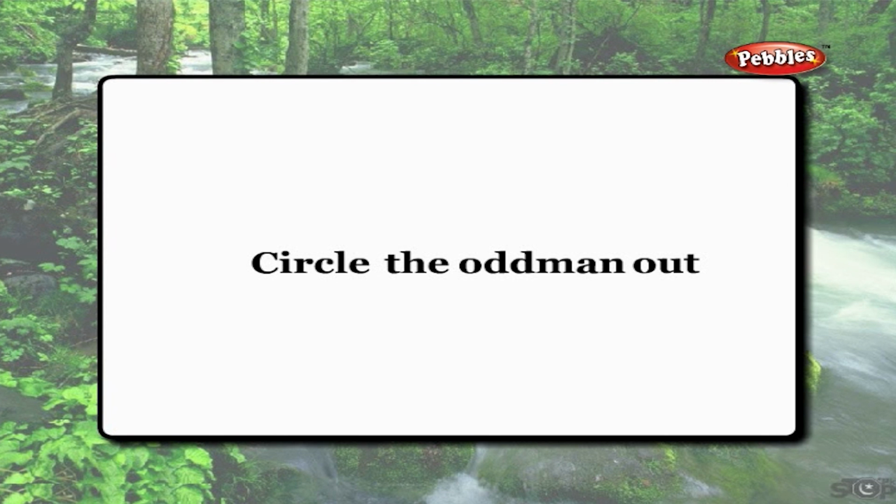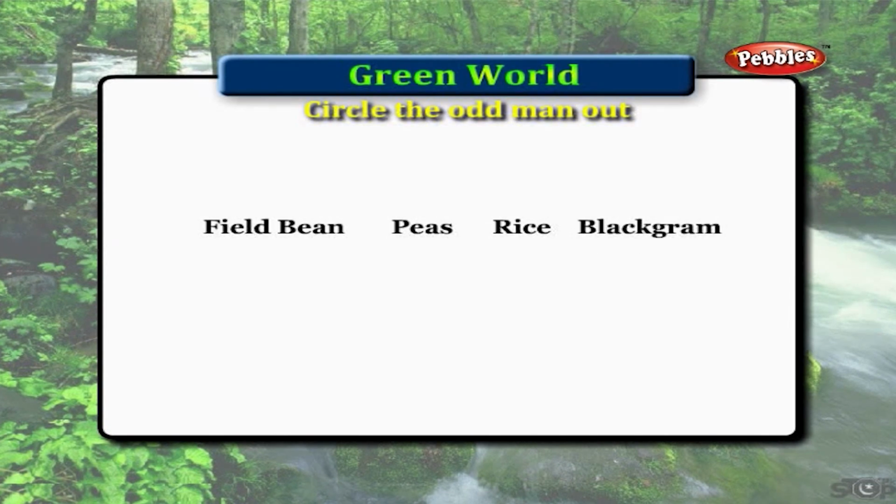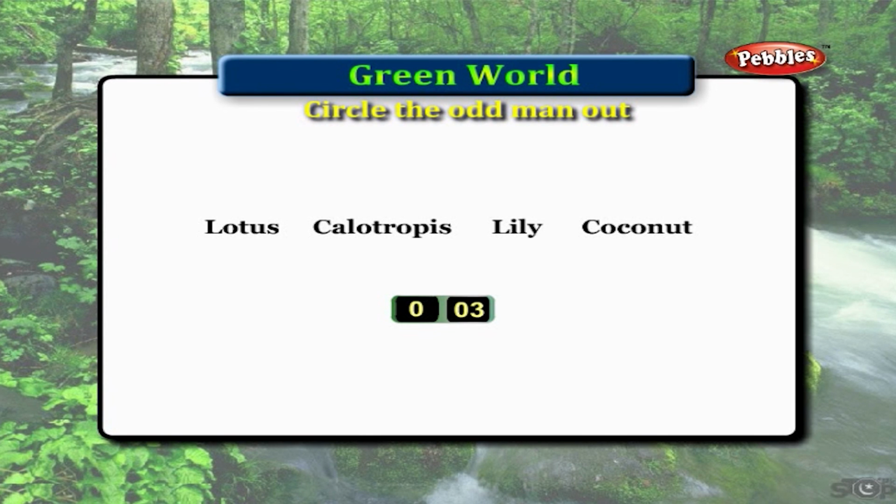Circle the odd man out. Field bean, peas, rice, black gram. The right answer, peas. Lotus, calotropis, lily, coconut. The right answer, calotropis.